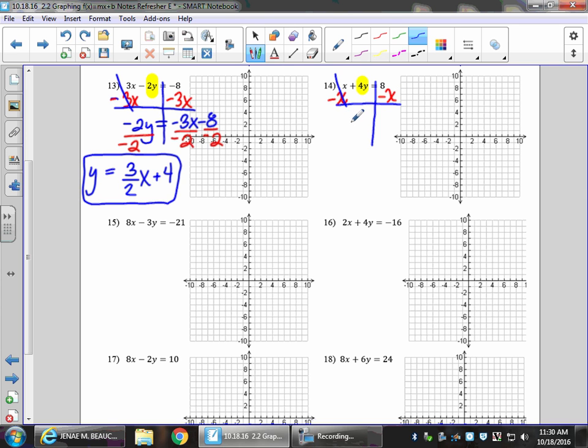So what's remaining on the left side? 4y. What do we have on the right side? Negative x plus 8. There's nothing wrong with writing 8 minus x, but if you keep in mind we're working towards mx plus b, it's nice to kind of rearrange it right now. What's my last step? Divide by 4.